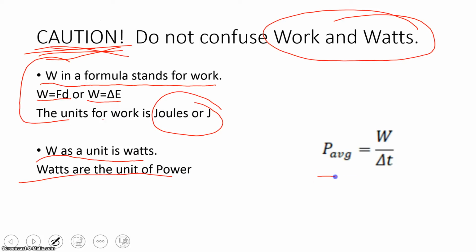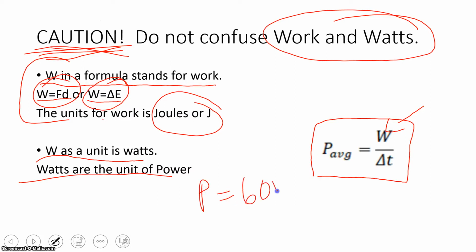Here, in this formula, P equals W over delta T, the W stands for work. So I do want you to be really careful when you're writing the letter W. If it's W equals force times distance, that's work. If it's W equals change in energy, that's work. If it's power equals 60 watts, that's watts. All right?